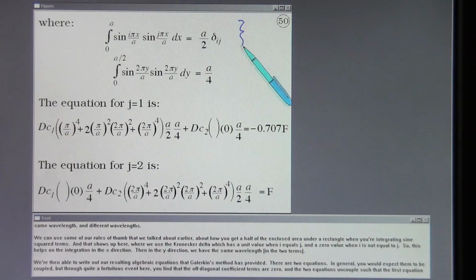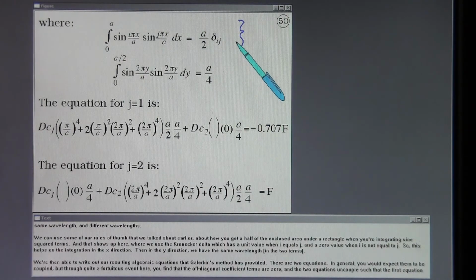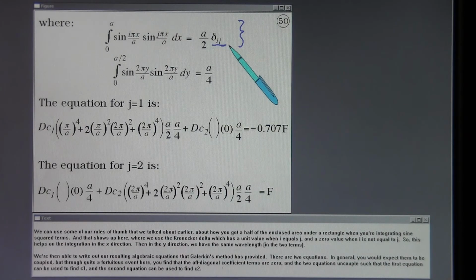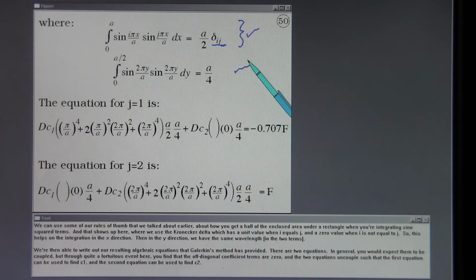We can use some of our rules of thumb that we'd talked about earlier about how you get half of the enclosed area under a rectangle when you're integrating sine squared terms, and that shows up here where we use the Kronecker delta, which has a unit value when i equals j and a zero value when i is not equal to j. So this helps on the integration in the x direction. Then in the y direction, we have the same wavelength. We're then able to write out our resulting algebraic equations that Galerkin's method has provided.